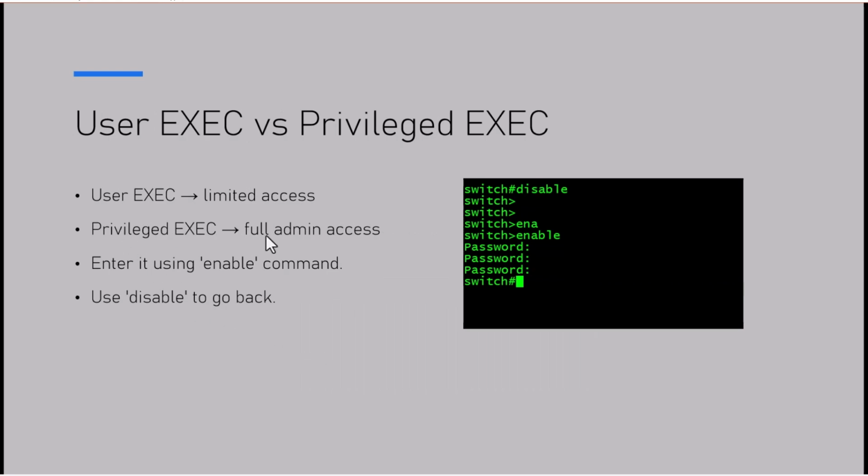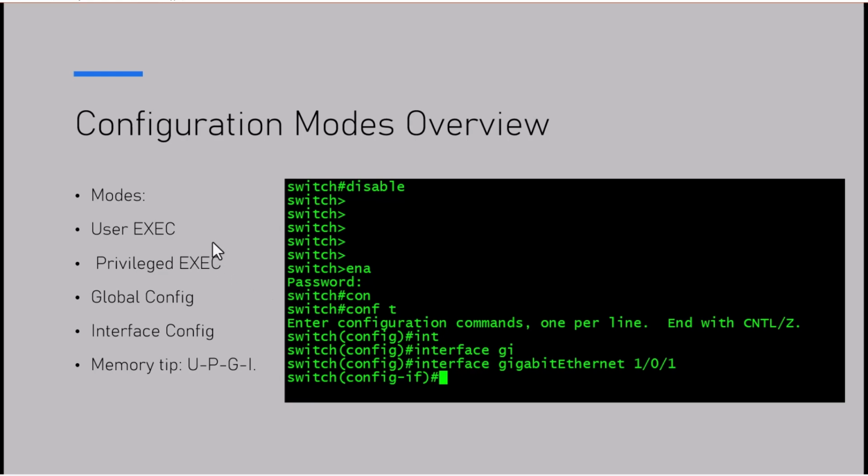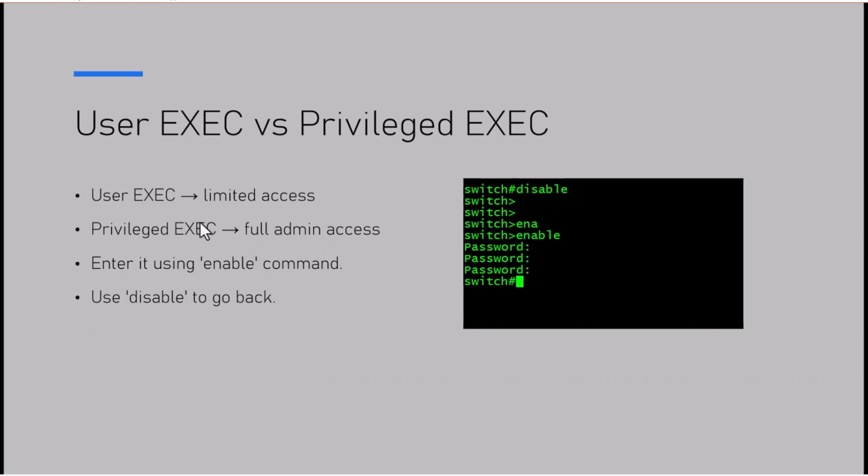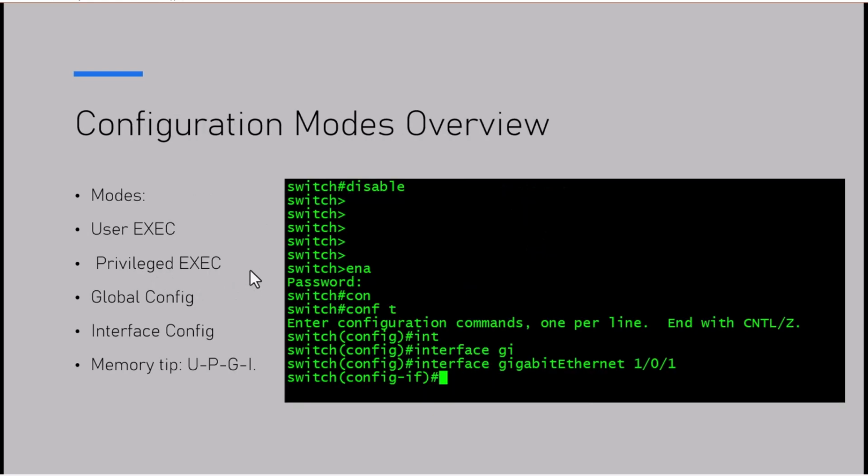So we have different modes, as you can see, and you can use different keywords to go from one mode to another mode. For example, from user mode, when you want to go to privilege mode, which is called enable mode as well, you have to type just en or enable. When you go from this mode to configuration mode, you have to type configure terminal or conf t for short.